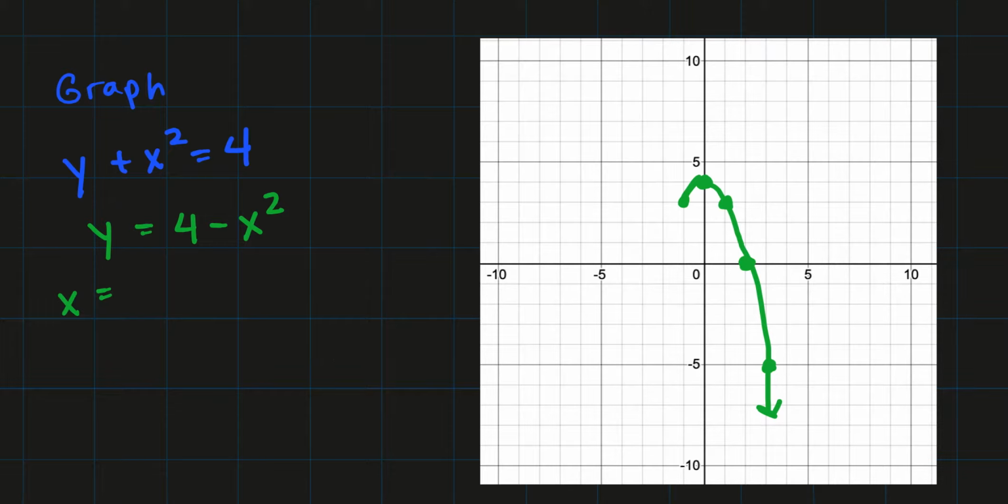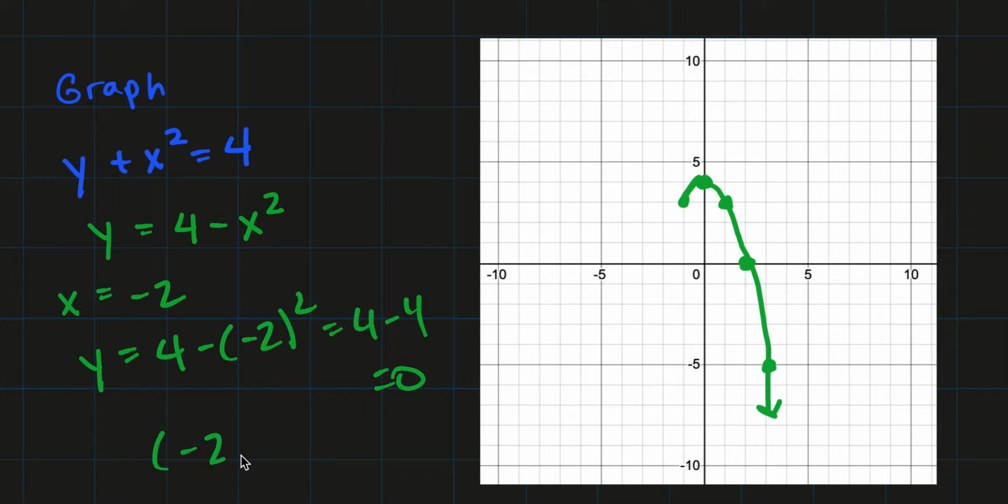Okay, so when x is negative 2, what do we get for y? y is 4 minus negative 2 squared, which is 4 minus 4, which is 0. So we get negative 2, 0. And you'll see if you put in negative 3, you'll also get negative 5. So we can put a dot right here.